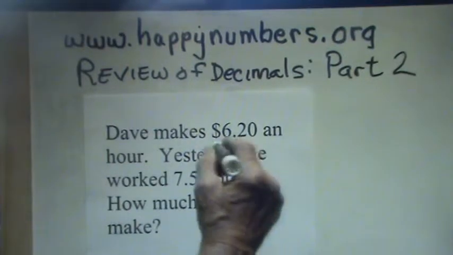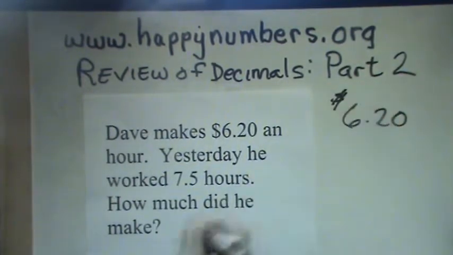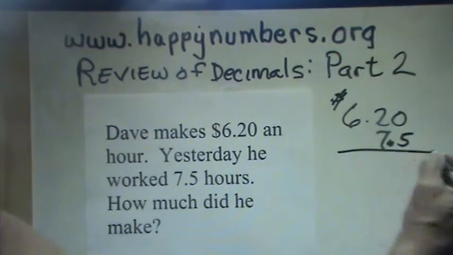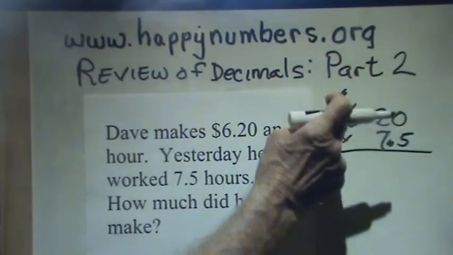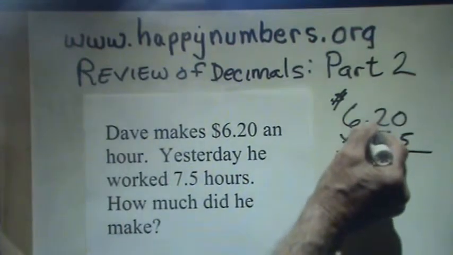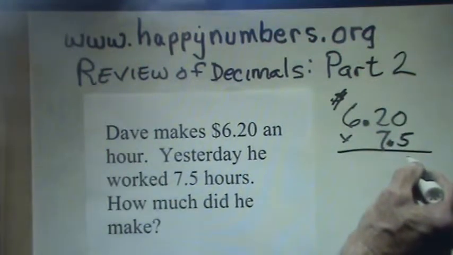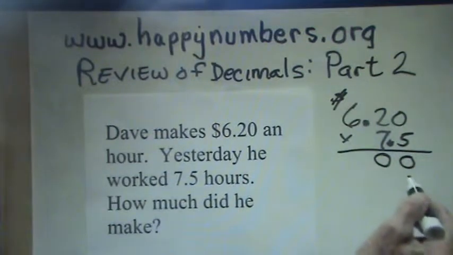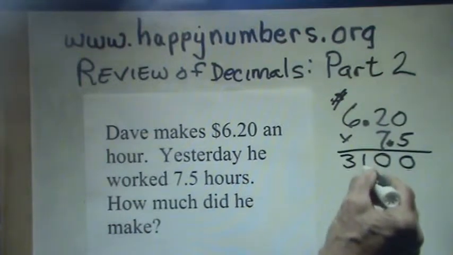All right, let's see what we have here. We have $6.20. He makes that per hour, and he worked 7.5 hours. So if I multiply the number of hours he worked times how much he makes per hour, that'll tell me how much he made. So we don't do anything with our decimal points. We do the multiplication first. 5 times 0, 0. 5 times 2 is 10. Put down the 2, carry the 1. 5 times 6 is 30, and the 1 that I carried is 31.